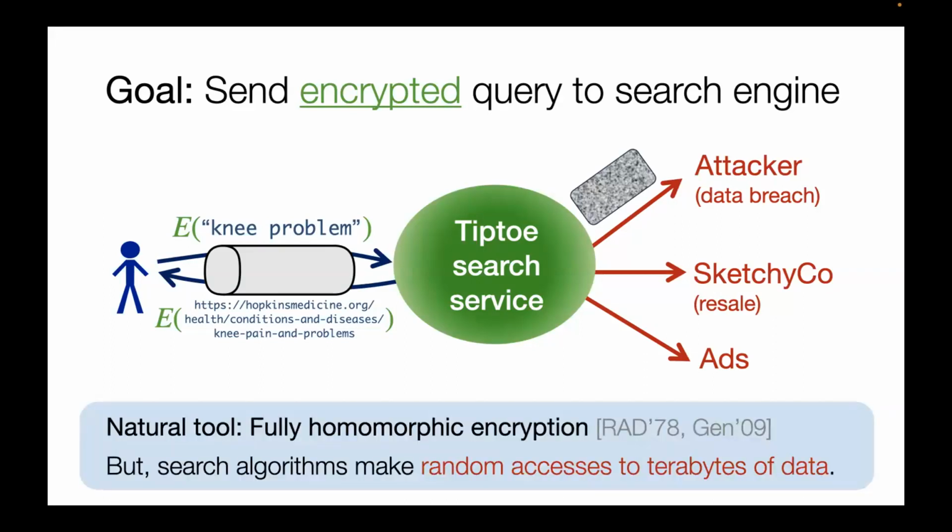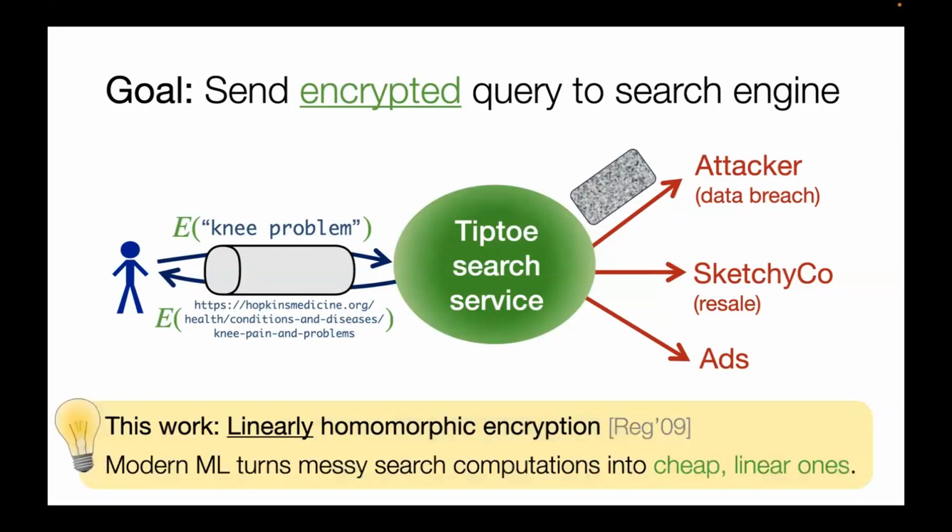So the cryptographers in the room might point out that in theory, this is already a solved problem, right? We can use fully homomorphic encryption to implement the functionality of modern search engines and thereby search over encrypted data. However, in practice, this turns out to be still very far from feasible because modern search algorithms are really not crypto-friendly. In particular, they make many query-dependent random accesses to terabytes of information.